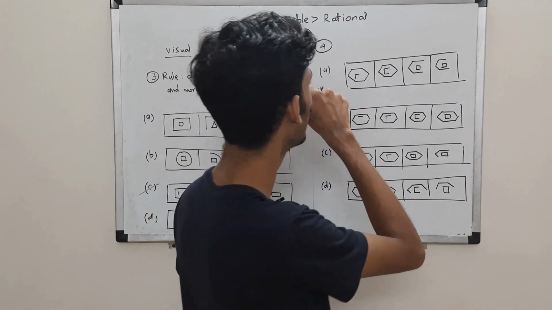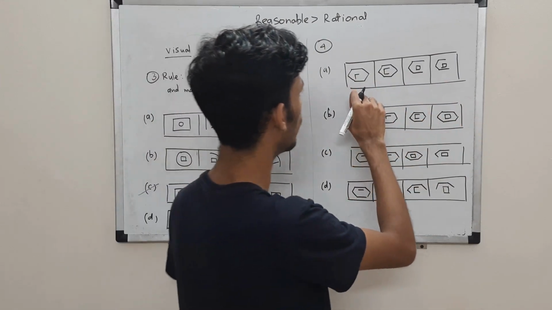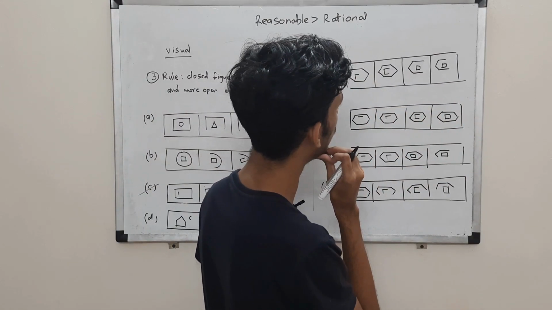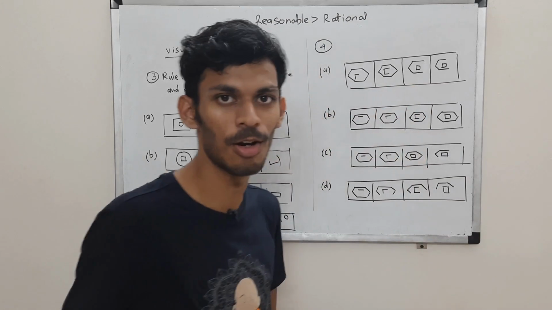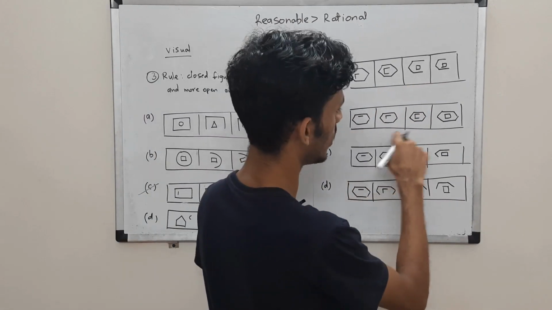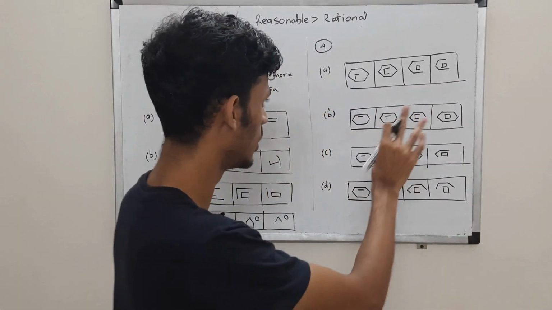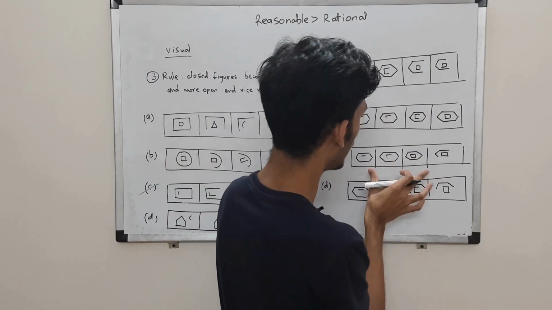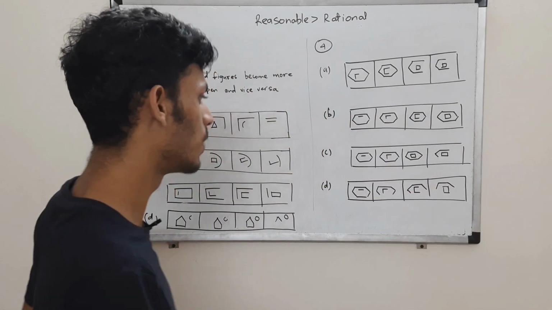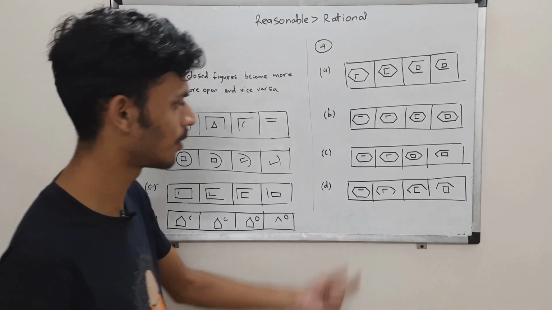Okay, let's come to this one. Again the rule is the same, so closed figures should become more and more open. Here hexagon remains hexagon, no. Let's come to this one, hexagon, hexagon, hexagon everywhere. No need to look over there. So let's come to this one, again 3 hexagons. It's not opening only, so that's not correct. Let's come to the last one.